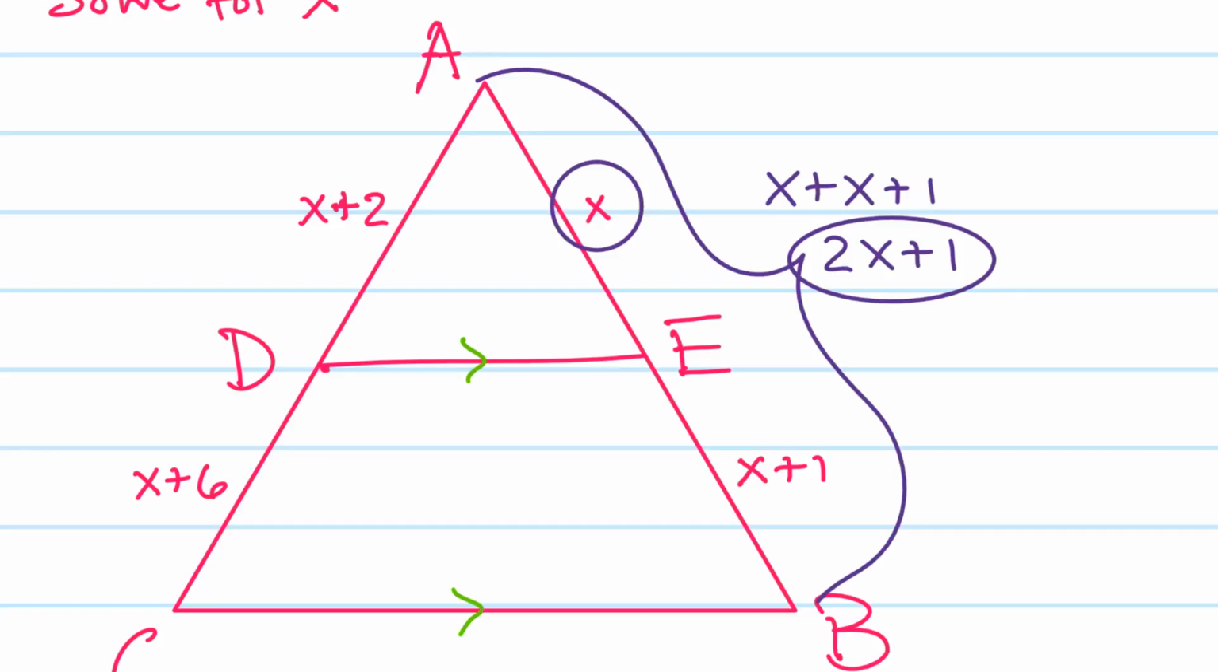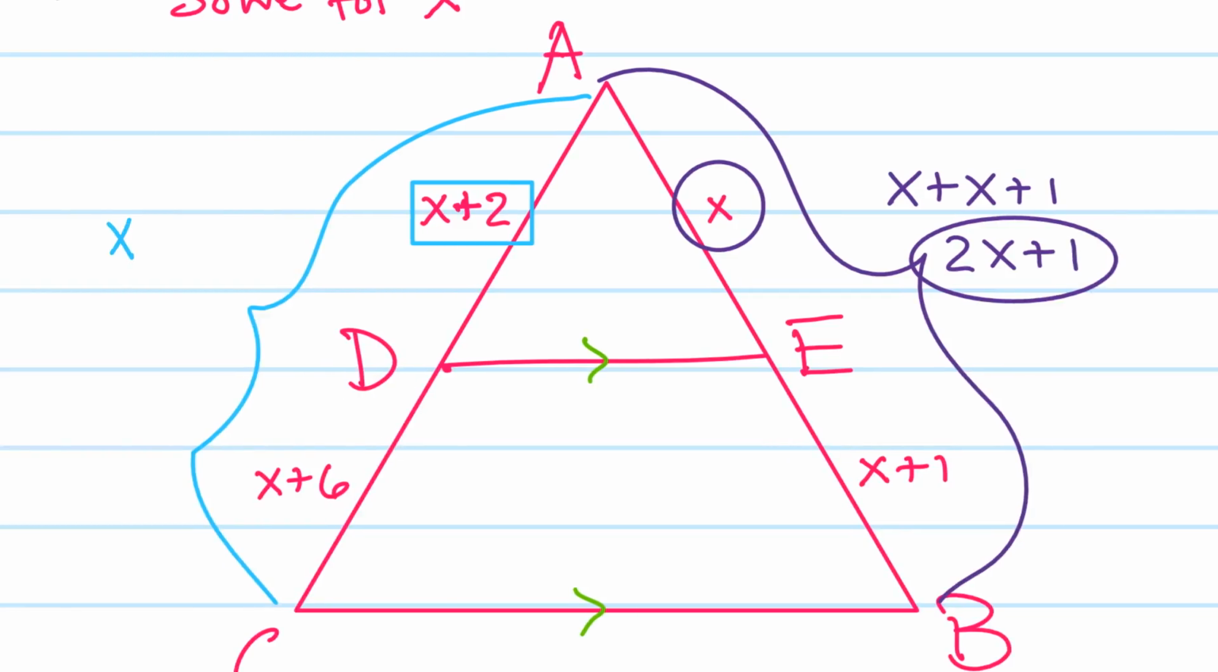Then over here, x plus 2 is similar to what on the big triangle? I need to add together x plus 2 plus what? So what is x plus x? And what is 2 plus 6? So what is x plus 2 similar to? 2x plus 8. Perfect.